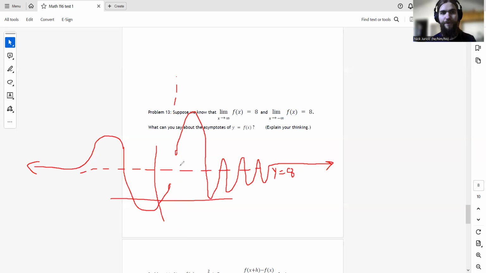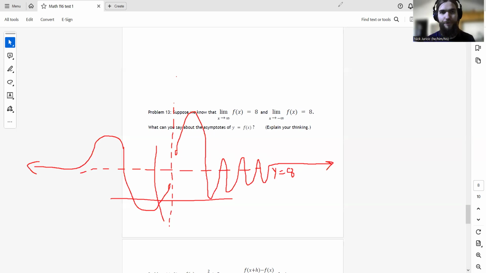Let me draw this a bit more carefully. Maybe the function looks something like this, and it's got a vertical asymptote in the middle. It may or may not. We actually don't know whether it does. All we can say is about the horizontal asymptotes. So if you said anything about a horizontal asymptote, that was full credit for this question. If you said something about an asymptote, but it wasn't horizontal, that was partial credit. It's got to be one or the other, probably.